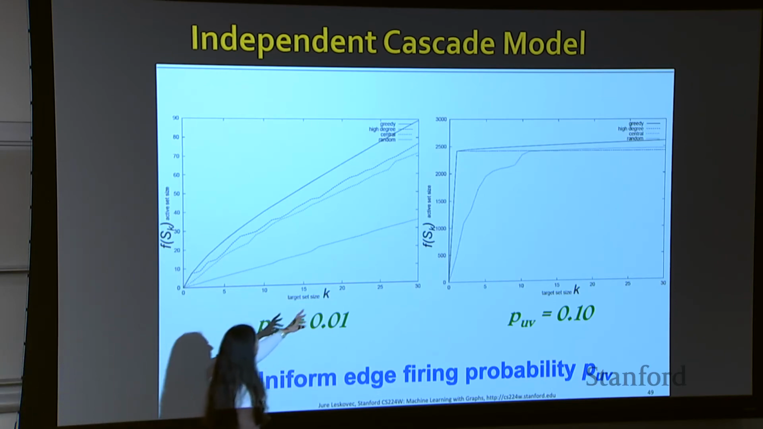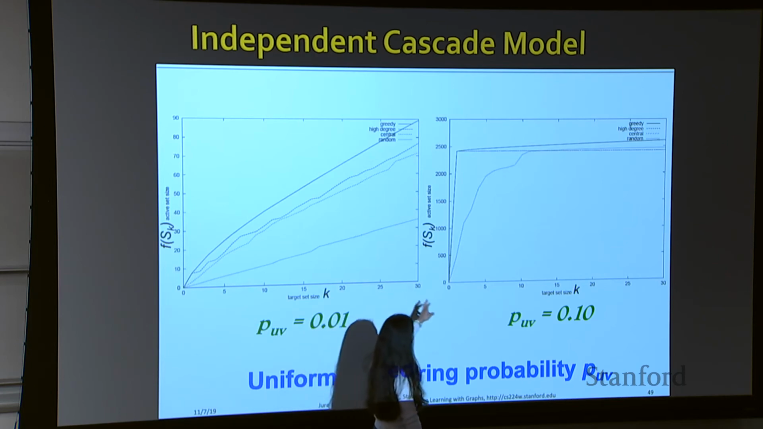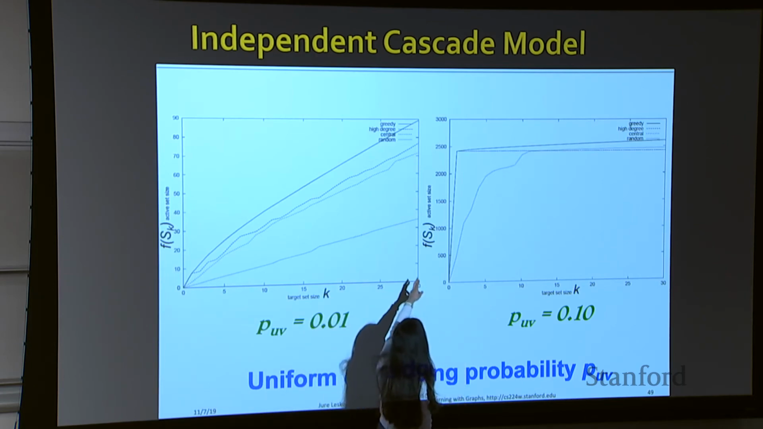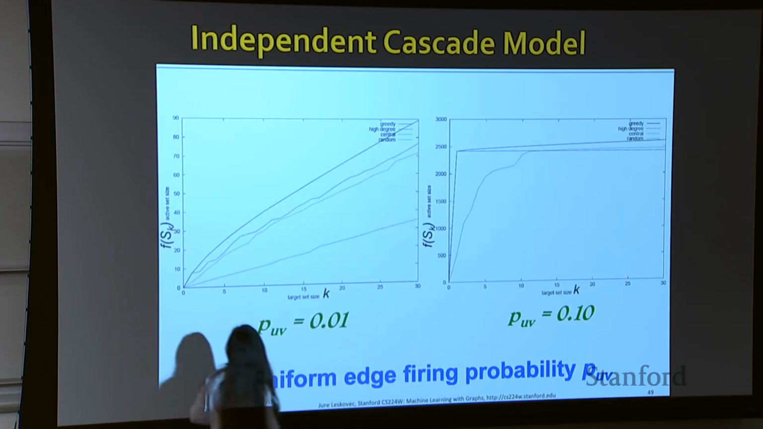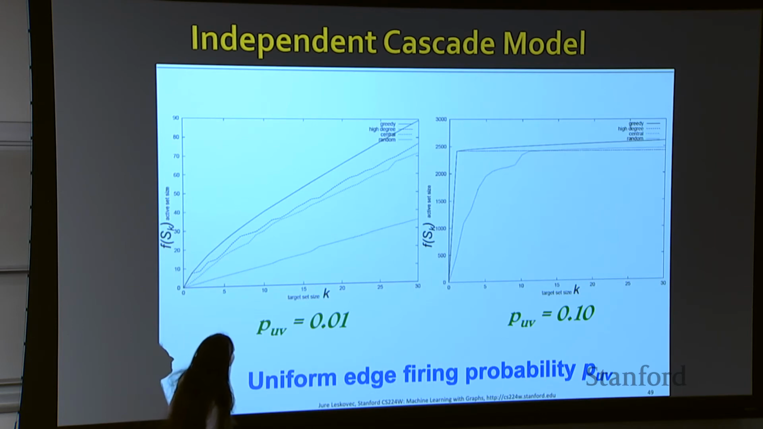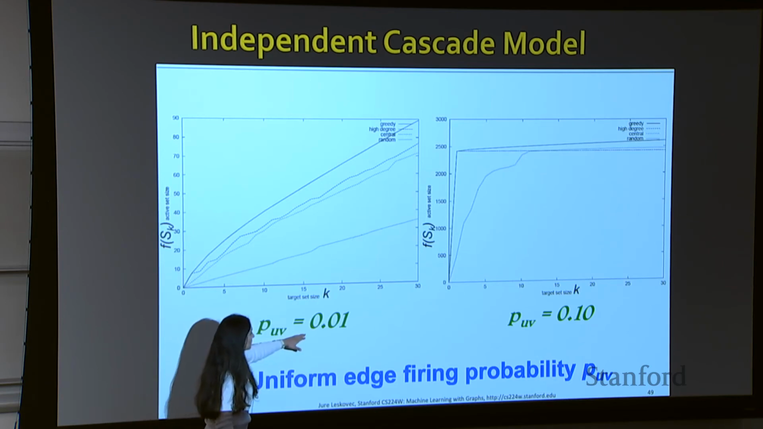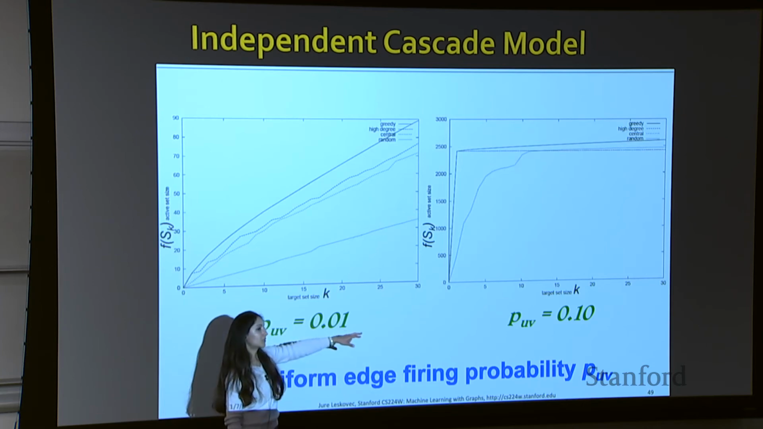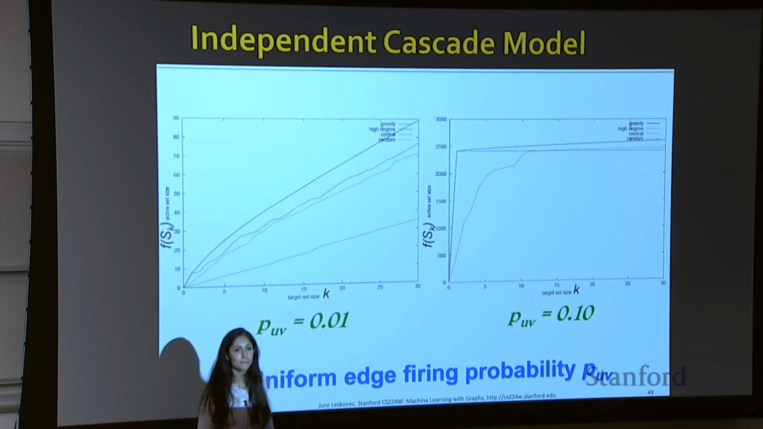Okay, this is the active set size. This is K, the target set size, and this is, I guess, the number of people. Let me see. I should look at the paper. Oh, probably the probabilities are different. This is a small probability. This is like a large probability. Why are these two plots so different?